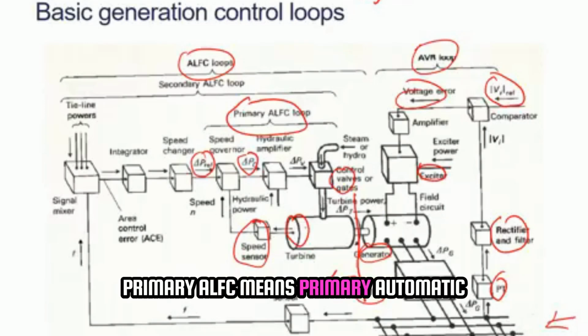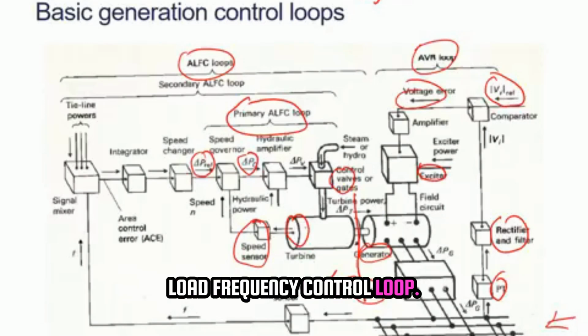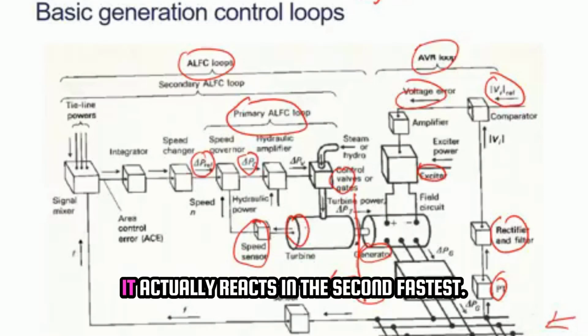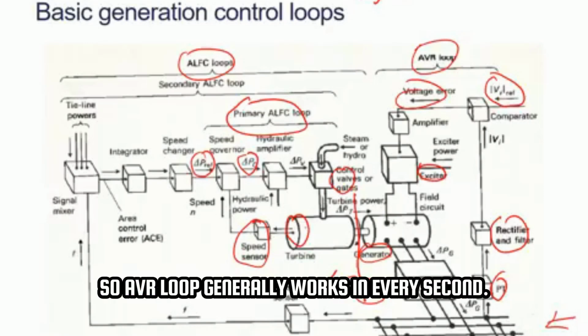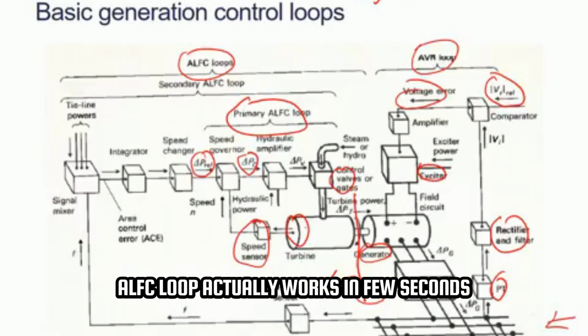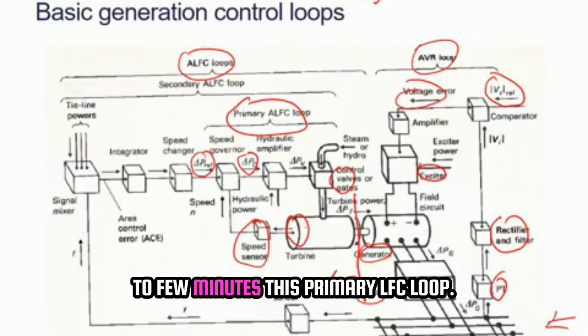Primary ALFC means primary automatic load frequency control loop. This is the second fastest loop. Obviously the first fastest, I told you, is the AVR loop. The ALFC loop is the second fastest loop. The AVR loop generally works every second, continuously moving. The primary ALFC loop works in a few seconds to a few minutes.